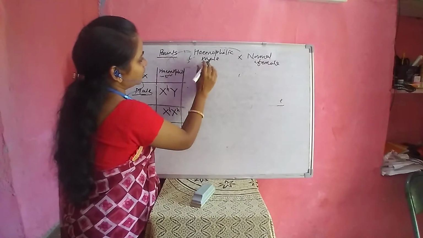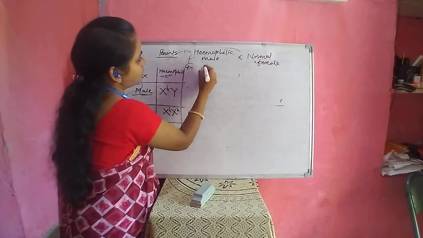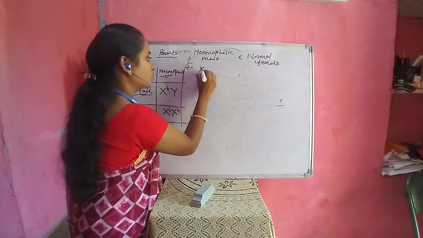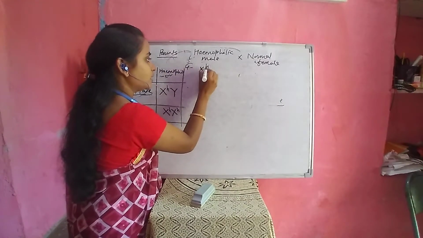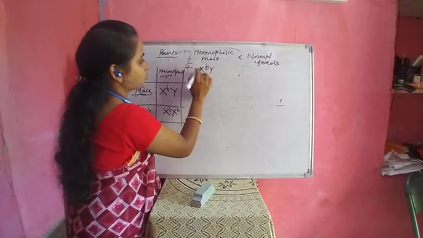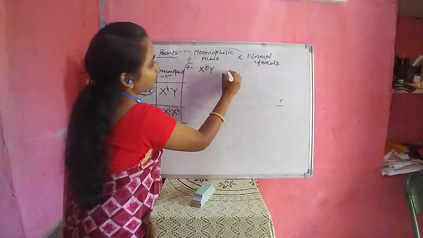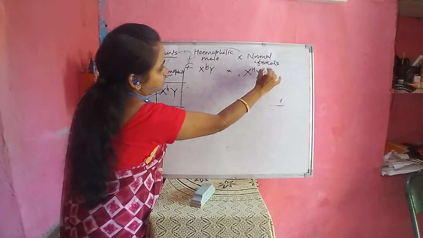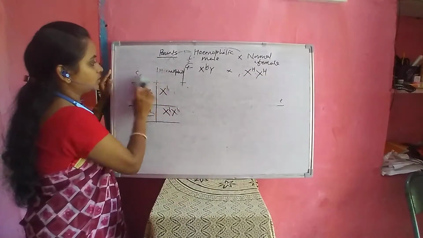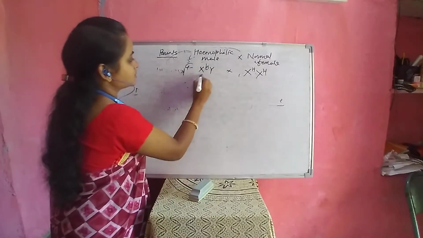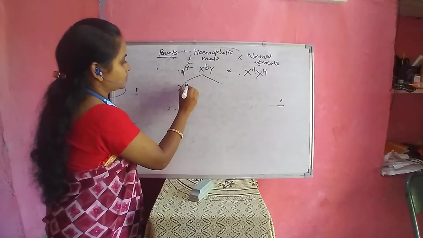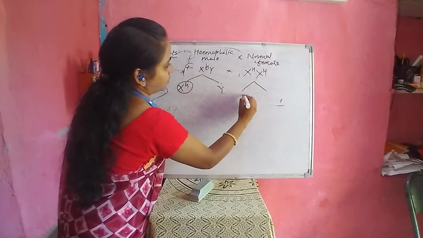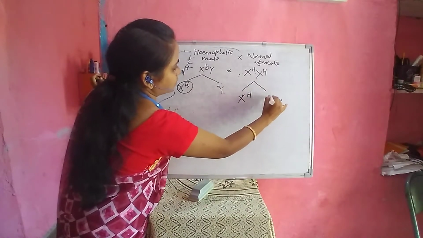For the hemophilic male, what is the genotype? So what you have to write: small h, the recessive gene, is present on the Y chromosome. For the normal female, both X chromosomes carry the dominant gene. So what are the gametes? Small h, Y, and on the X chromosome, H and X.